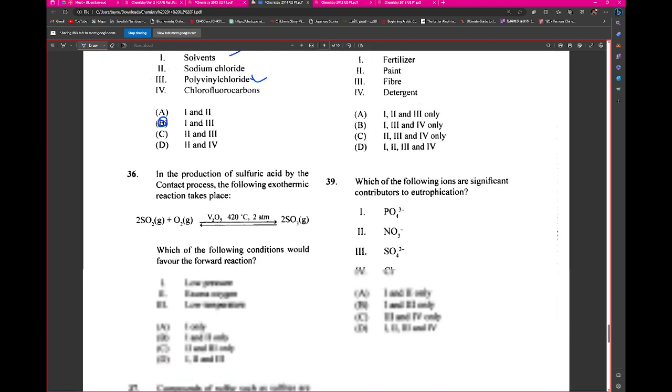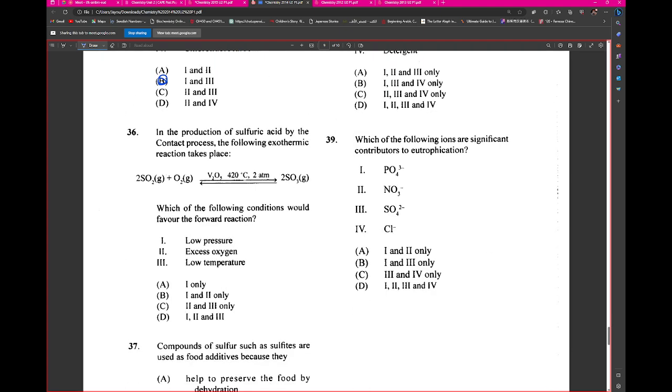All right. So in the production of sulfuric acid by the contact process, the following reaction is exothermic. If it is exothermic, we know that it has what enthalpy change, positive or negative?